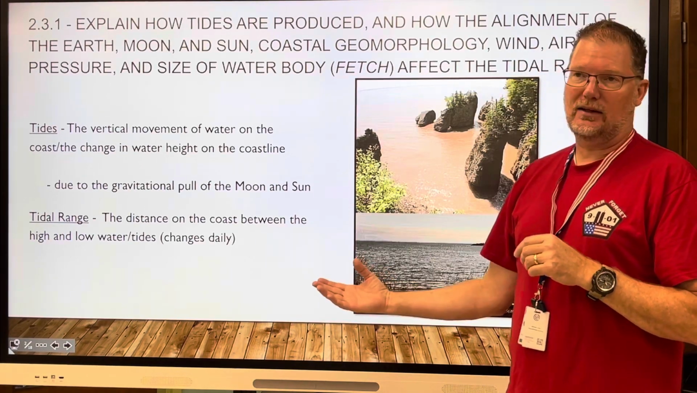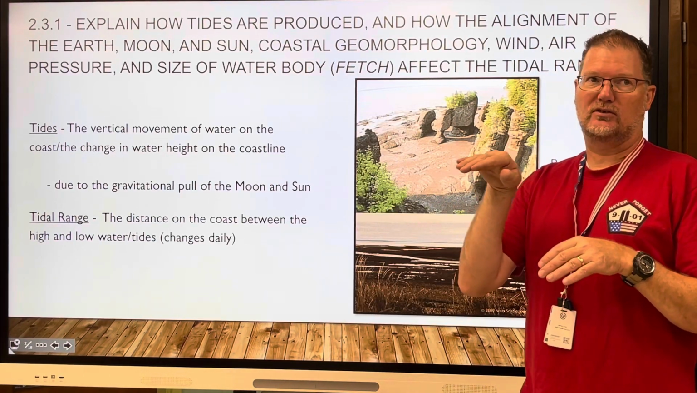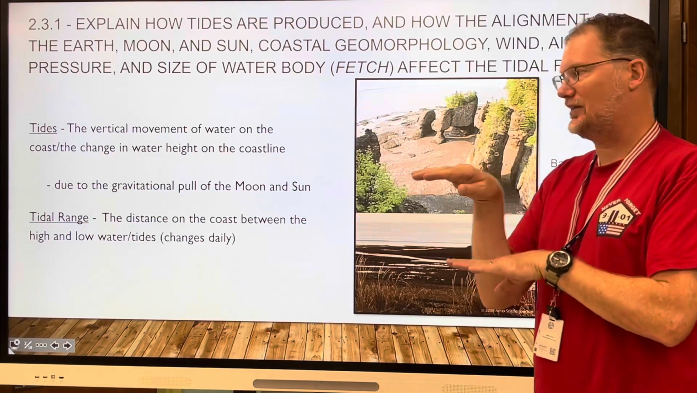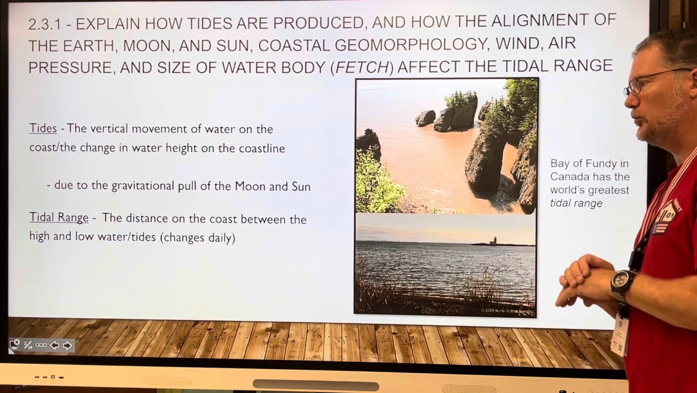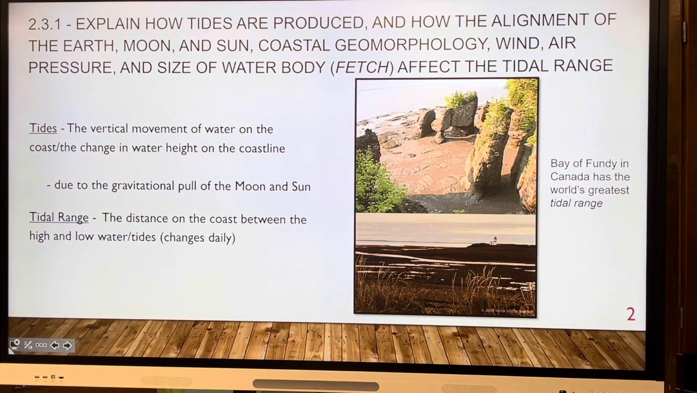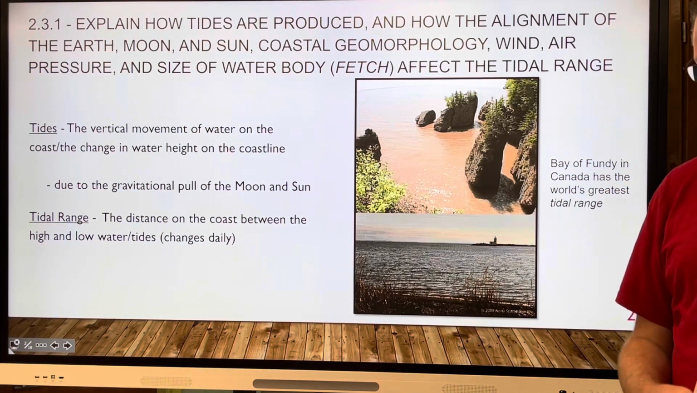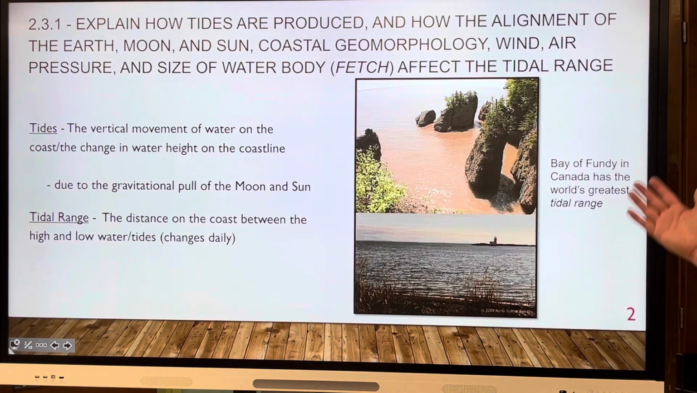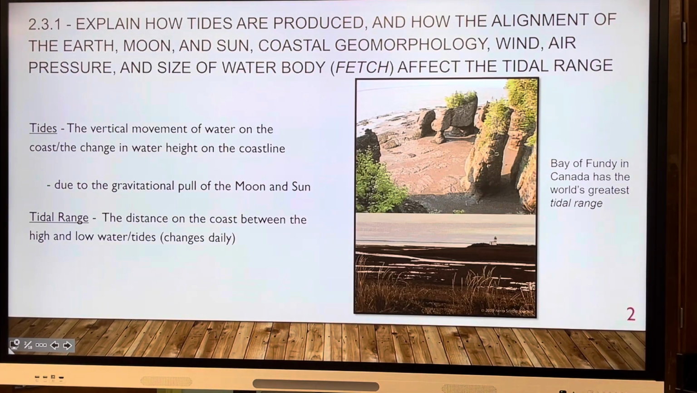So the range is the difference between the highest and the lowest tides in a day. Okay, here's the Bay of Fundy in Canada. They have the largest, greatest tidal range of any place in the world. You can see how great it is at those two locations.